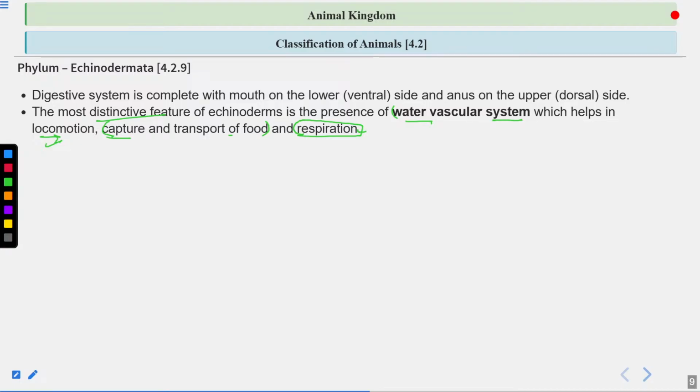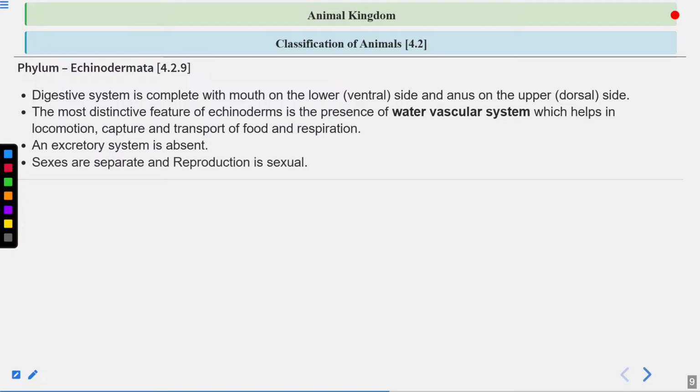There are some canals present within these echinoderms, and these canals are filled with water, with fluid. This fluid helps in the exchange of gases also. Along with the water, the food also comes in, and it helps in locomotion too. Now, the excretory system is absent here. So how do they do excretion? With the help of the water vascular system, meaning the removal of toxins and nitrogenous waste takes place using this water vascular system.